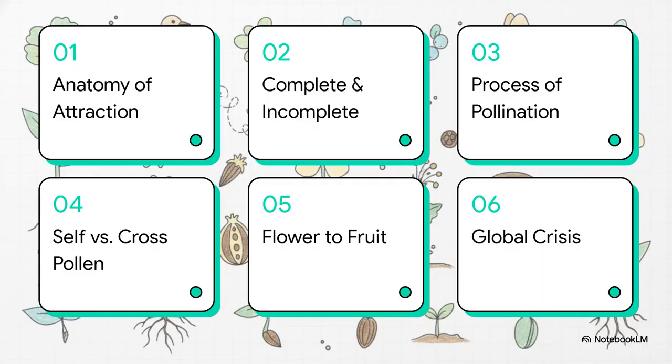All right, so here's our roadmap for today. We'll start with the anatomy of attraction, then look at complete and incomplete flowers, the process of pollination, self versus cross-pollination, fertilization from flower to fruit, and finally, the global pollinator crisis. Let's get right into it.